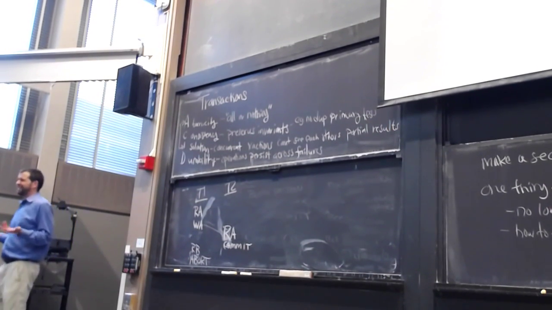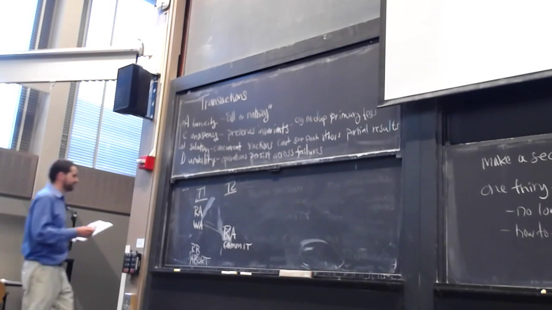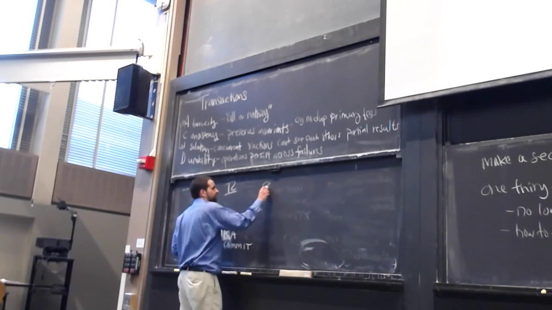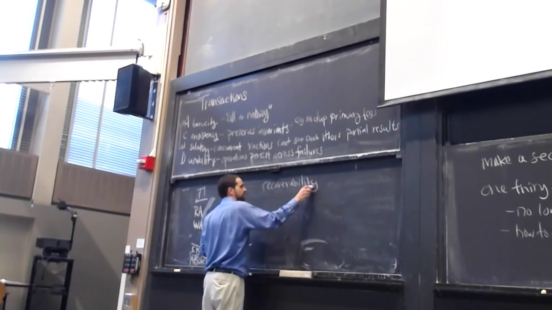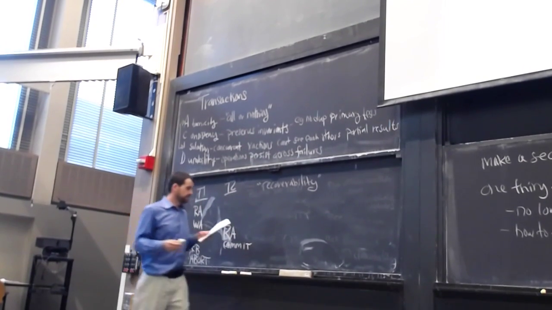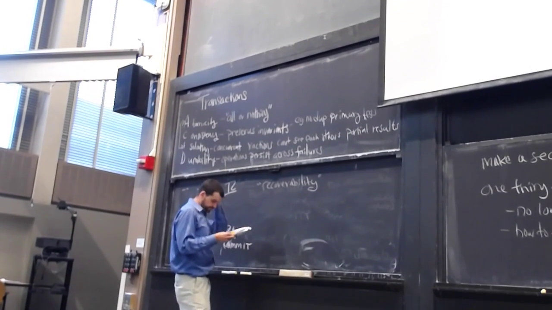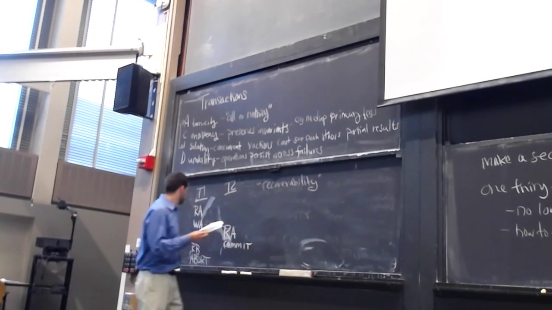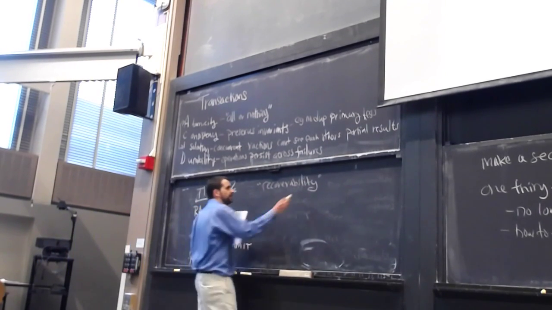So it's not very attractive to have a system that doesn't provide this property. We call this property recoverability, and it really means that transactions never read uncommitted values.